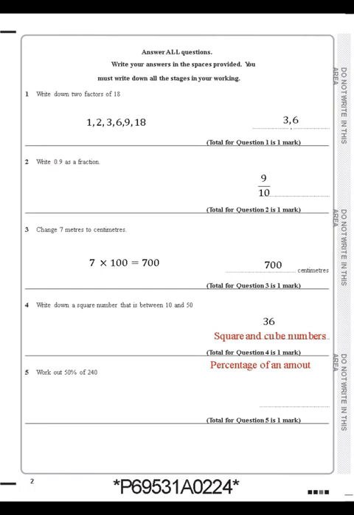Question 5. Work out 50% of 240. There are different ways of solving this question. You could insert 50 divided by 100 into your calculator and times it by 240, which is equal to 120. Or the second method, 50% means divided by 2. So 240 divided by 2 is equal to 120.